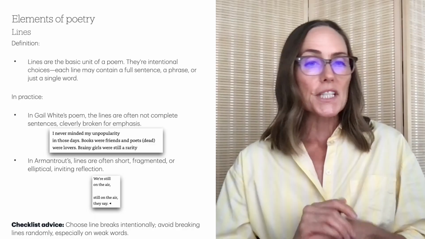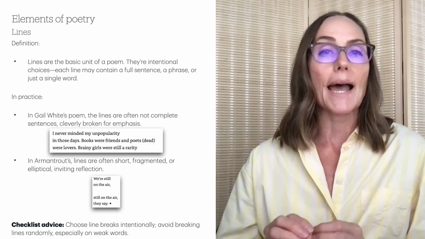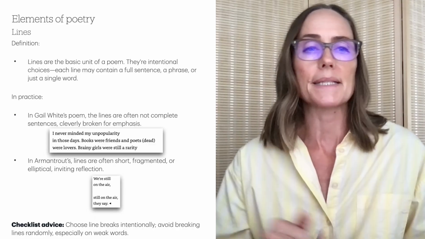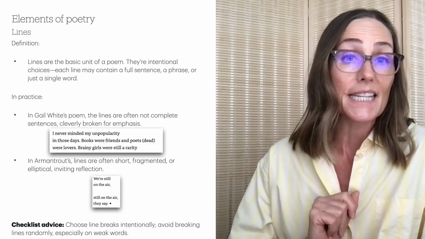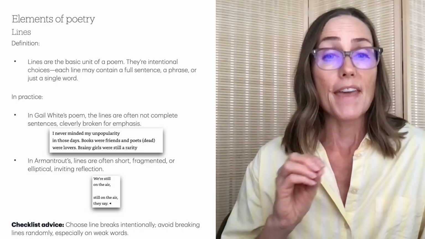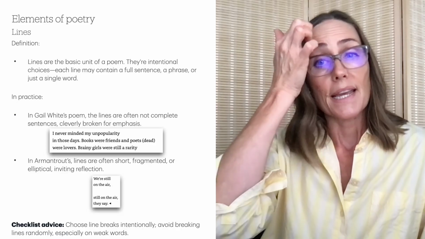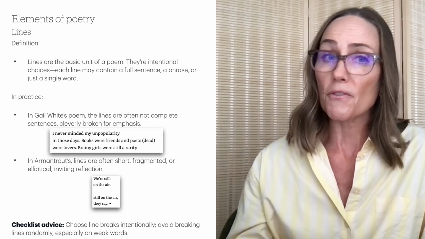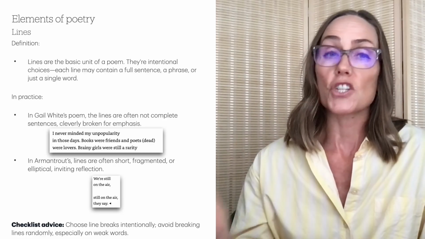So the first element of poetry I want to talk about is lines. This is the very beginning, what we start with. We build a poem with lines. The definition of lines in poetry is that they're just the basic unit of a poem, and they are intentional choices. Each line can contain a full sentence, or it can contain a phrase, or it can contain just a single word.